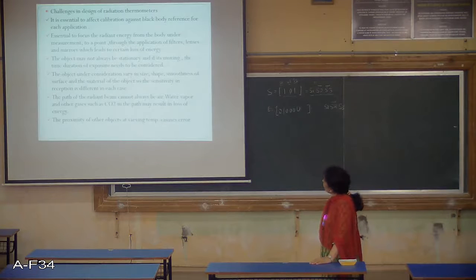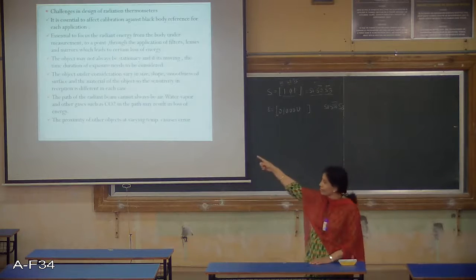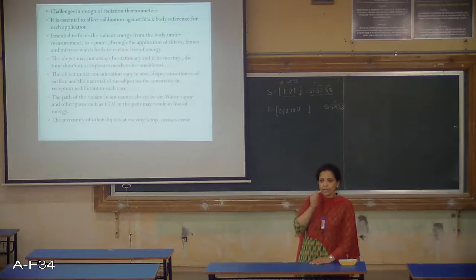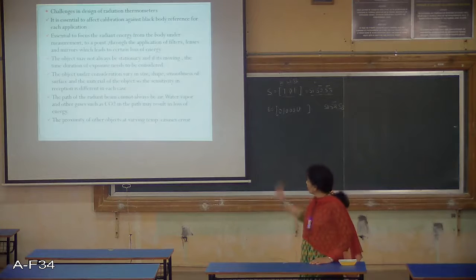The objects under consideration vary in size, shape, smoothness of the surface and the material of the object. So the sensitivity in reception is different in each case. So for each of them, the sensitivity of the same sensor or the same thermometer may be different depending upon the case.